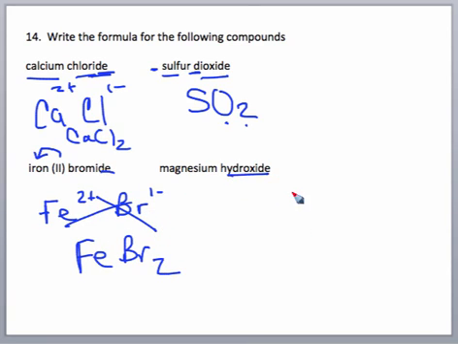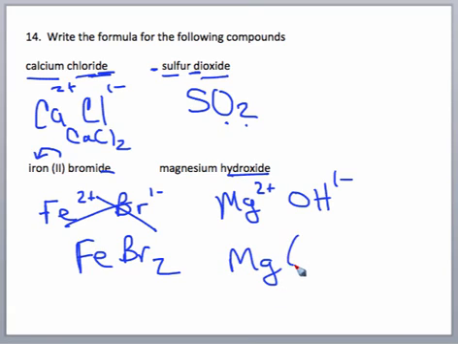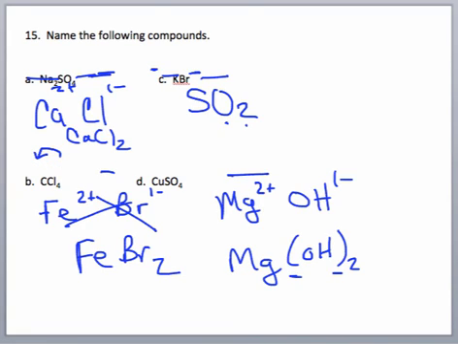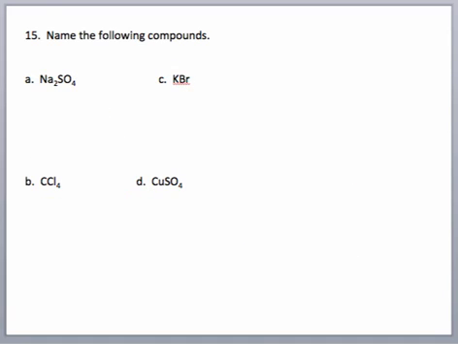And hydroxide is the only polyatomic that we have with the IDE ending. Magnesium 2 plus. So now we're going to crisscross and put that 2 behind the hydroxide. So to do that, we're going to put that there. Do not forget your parentheses. That is very important for hydroxide. Let's move on. And again, I'm moving through these kind of quickly, so take some notes and ask questions in class.